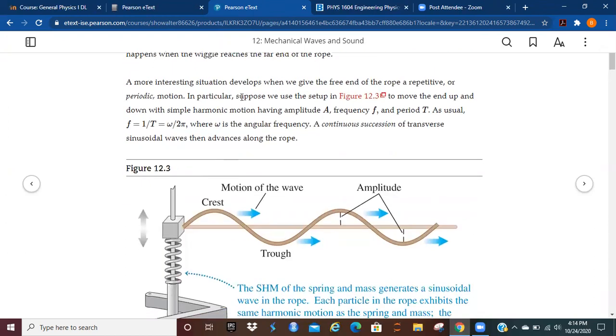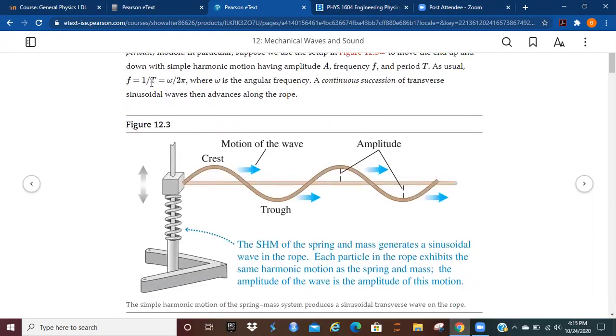A more interesting situation develops when we give the free end of the rope a repetitive or periodic motion. We're going to describe this motion with amplitude A, frequency f, and period T. We know that the frequency is 1 over the period, which is the same as the angular frequency divided by 2π. A continuous succession of transverse sinusoidal waves then advances along. You can see the crest here, there's the trough. The amplitude is the distance away from the axis that we're measuring. The motion of the wave is in this direction.